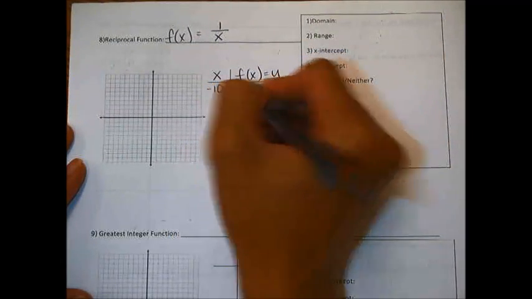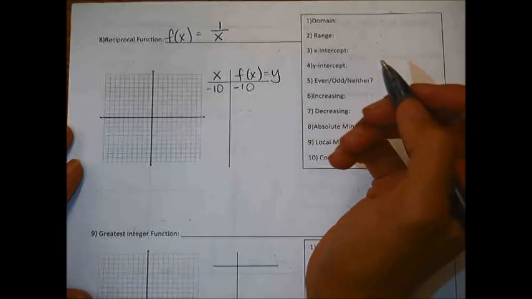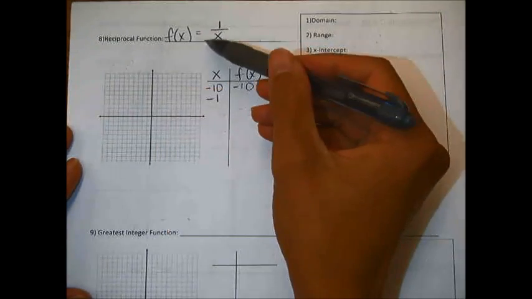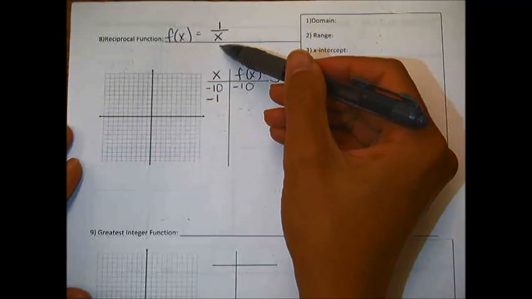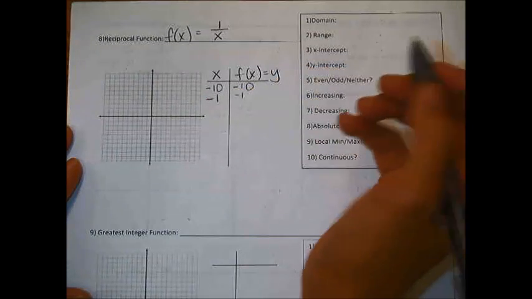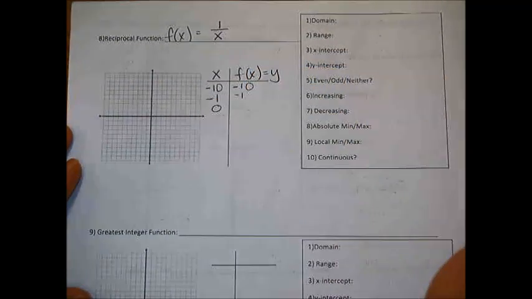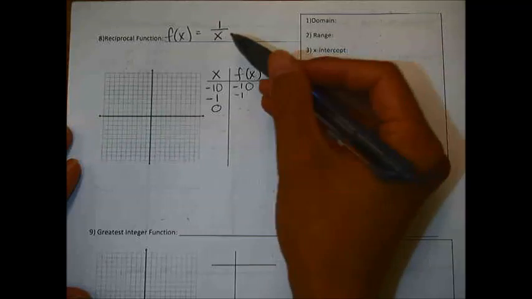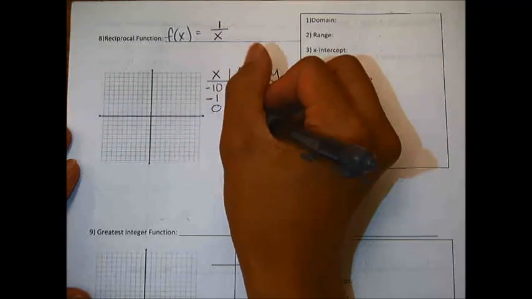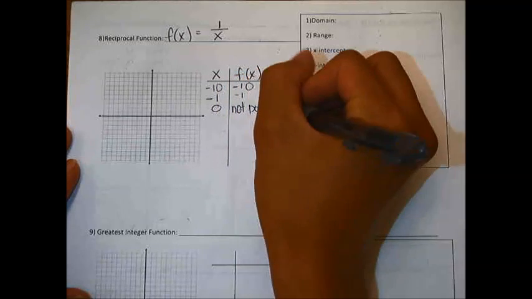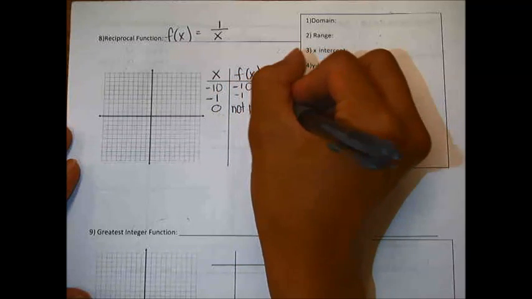Would you agree? Then how about let's try negative 1. 1 divided by negative 1 is negative 1. Let's try 0. Whoa, what? 0 in the denominator? No way. Not possible. Would you agree? Not possible.